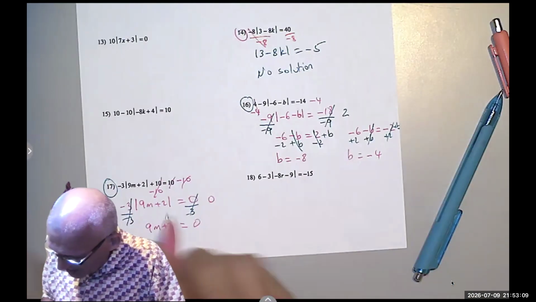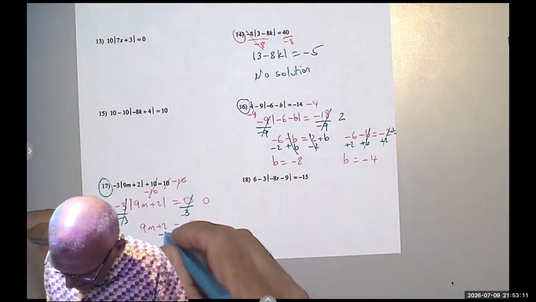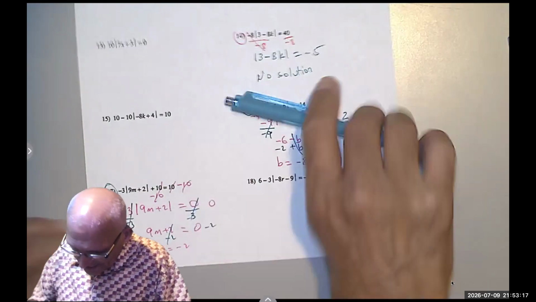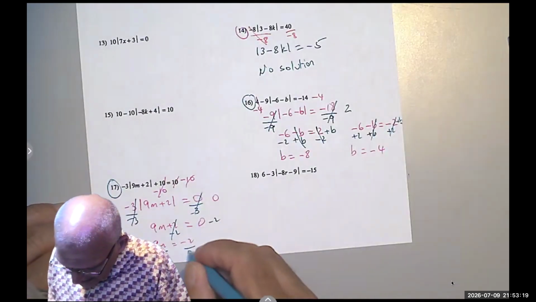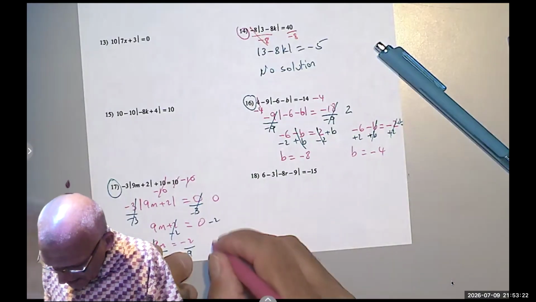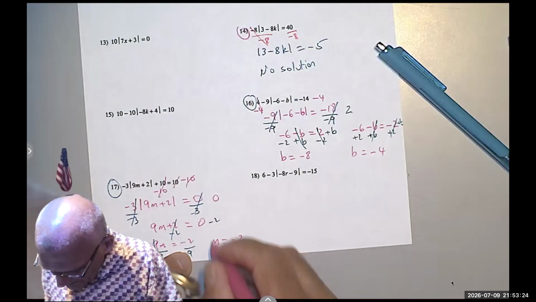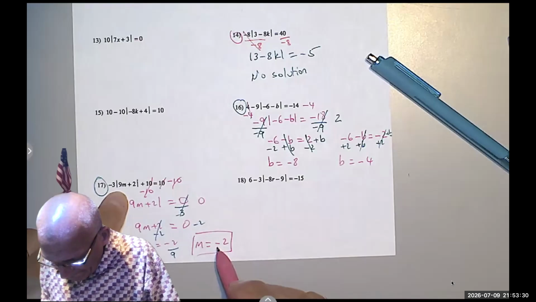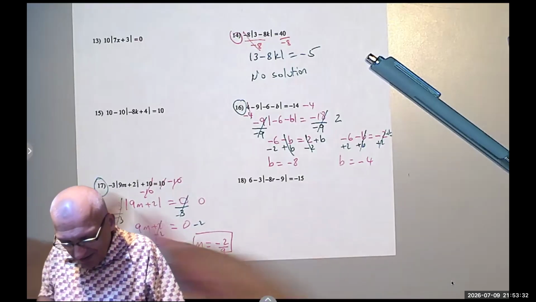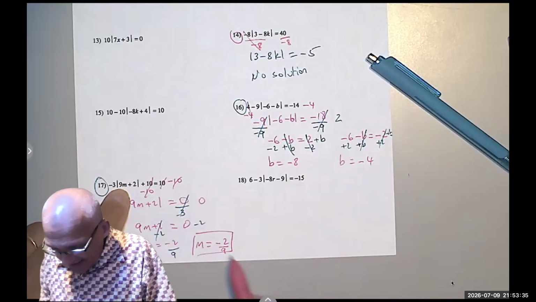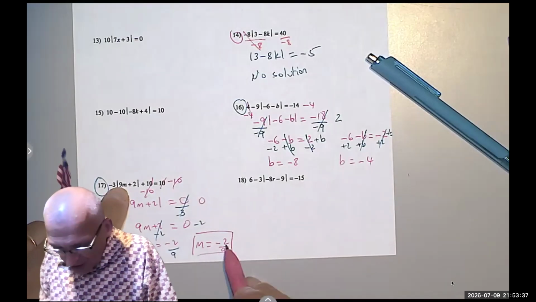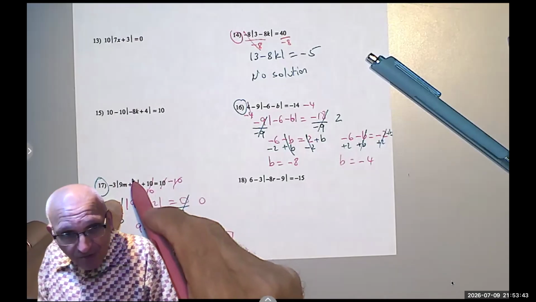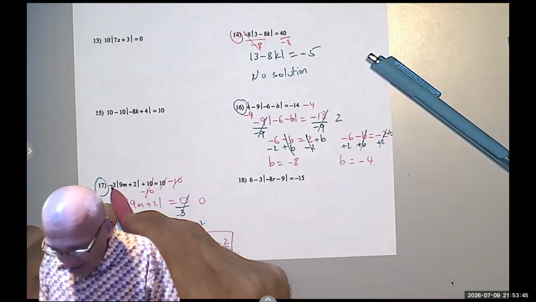Okay, so now you subtract 2 from both sides. You get 9m equals negative 2, and then you divide by 9 both sides. So you get m equals negative 2/9. Notice that if m is negative 2/9, when I multiply m by 9, I get negative 2. And negative 2 plus 2 is 0. And the absolute value of 0 is 0. And 0 times negative 3 is 0. And you get 10 equals 10.